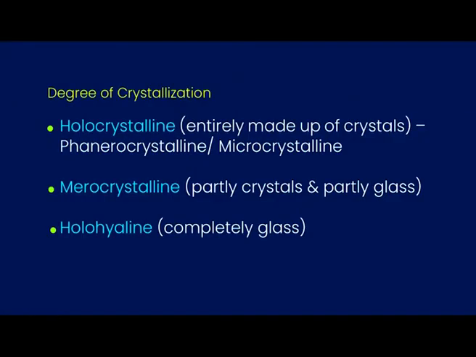First, let us see crystallinity. As already mentioned, it is the degree of crystallization, how many crystals have been formed from a magma or lava. There are three kinds of igneous textures based on crystallinity. They are holocrystalline, merocrystalline and holohyaline. Holocrystalline means the entire rock is made up of crystals. These may be phanerocrystalline or microcrystalline.